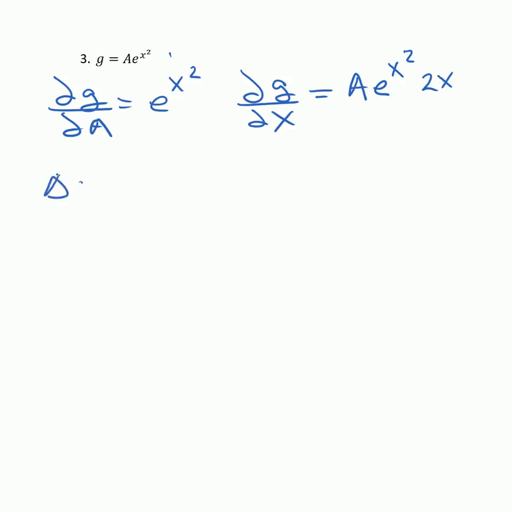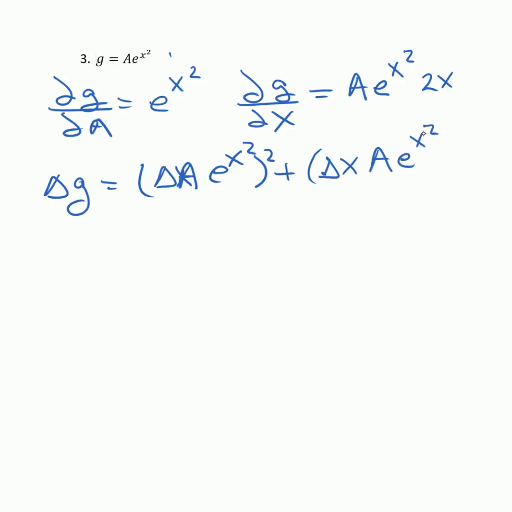So delta g is going to equal delta x e to the x squared plus, oh, sorry, I did that wrong, right? This term over here should be delta a. This is delta x a e to the x squared 2x, squared. Take the square root.